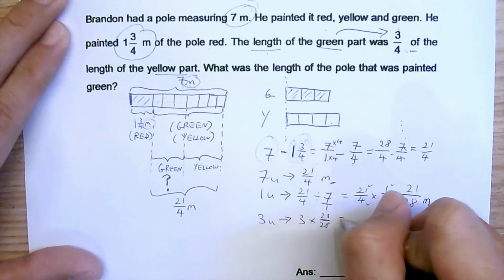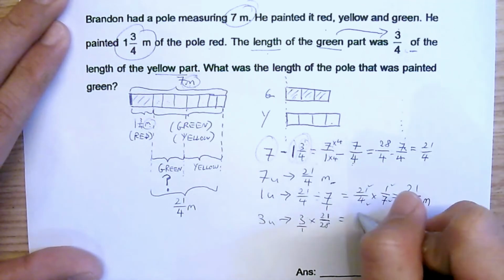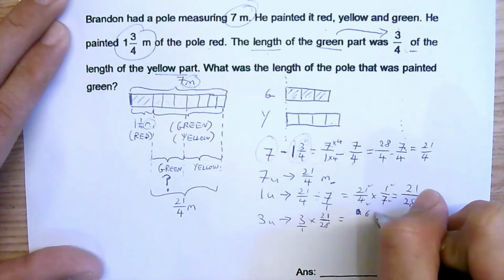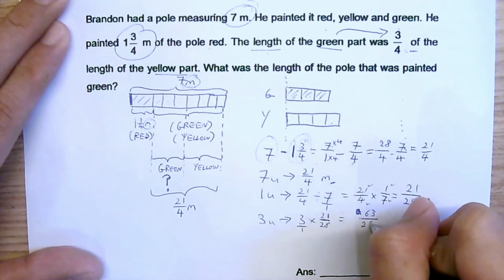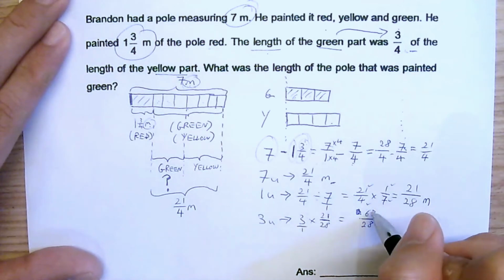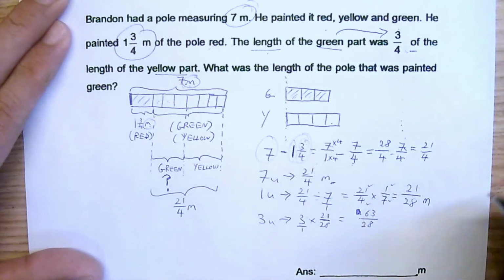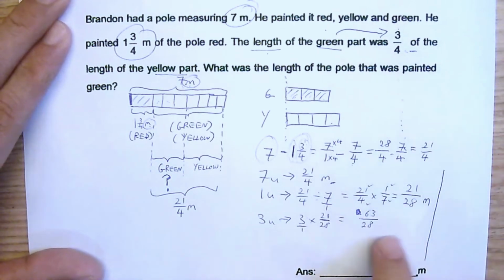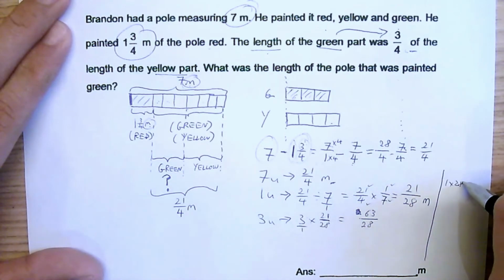So change this into a fraction. 3 times 21 will be 63 over 28. So what's next? Now a lot of kids will look at this and have no idea how they're going to convert. Doesn't matter, don't worry. Teach them the multiples. 1 times 28 equals 28.